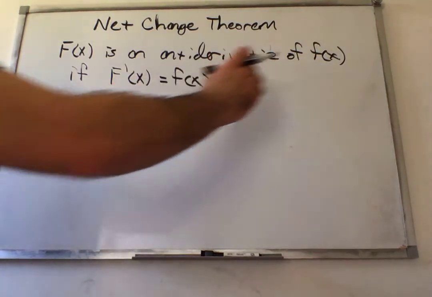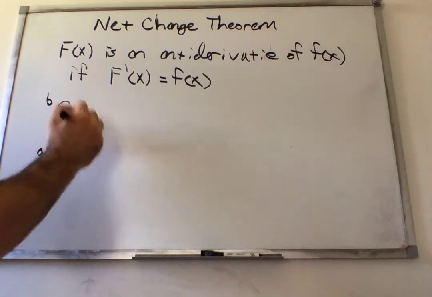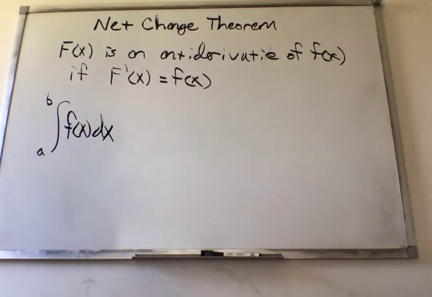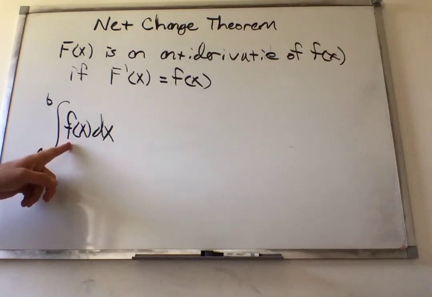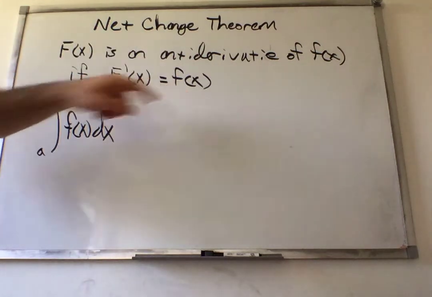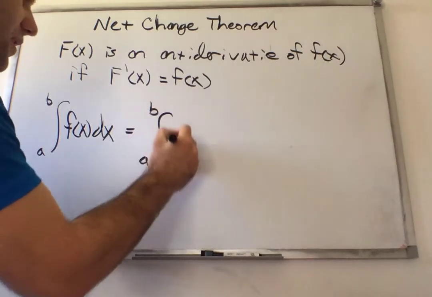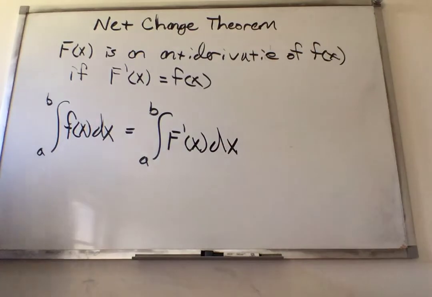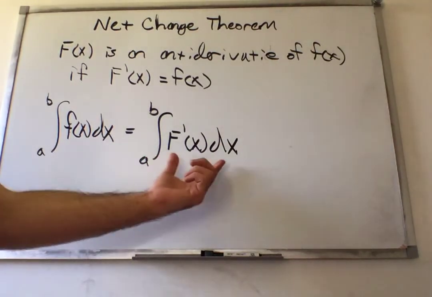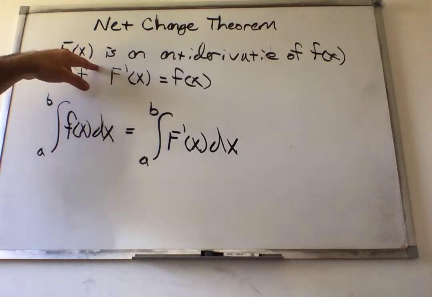So let's take the definite integral of f of x from a to b of little f of x dx. To talk about the net change theorem and how it can be applied, we want to make a substitution for this little f of x. Because we know big F of x is an antiderivative of little f of x, instead of writing little f of x, we're going to write big F prime of x. So the integral from a to b of big F prime of x dx. All we did was make a substitution based on the definition of an antiderivative.